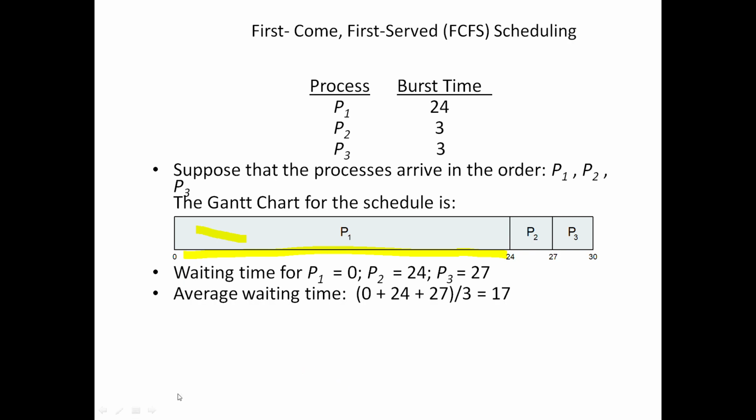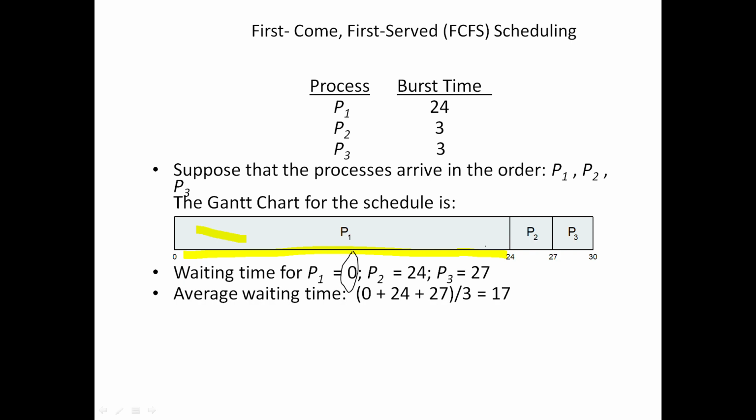Then we have the waiting time. How can we calculate the waiting time here? Consider the waiting time for P1. P1 is not waiting at all, since it is the first process that is selected from the ready queue. So the waiting time for P1 is 0.